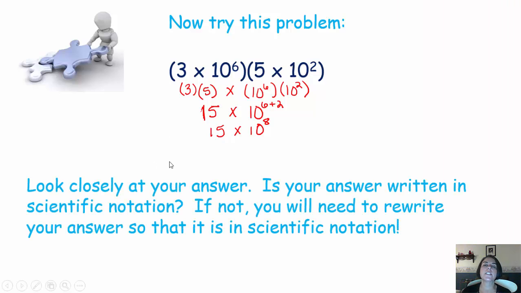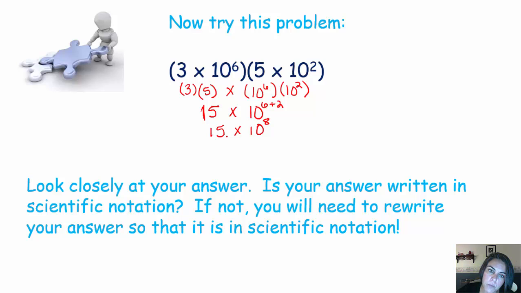I want you to look closely at your answer. Is your answer written in scientific notation? If it's not, we're going to need to do a rewrite so that it is in scientific notation. So if you look at that answer, 15 times 10 to the 8th, hopefully you're shouting, no, not scientific notation. And it's not, because that first factor is not between 1 and 10. 15 is larger than 10, not working for scientific notation.